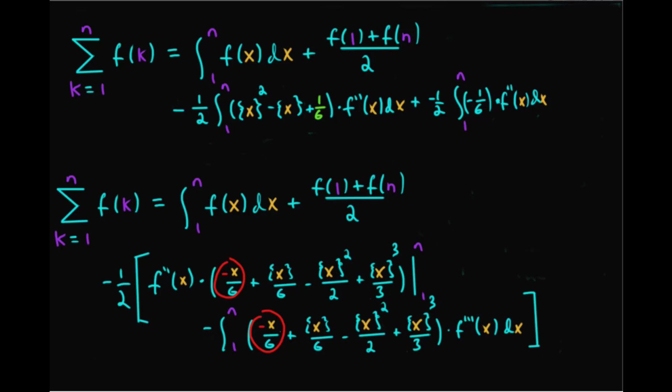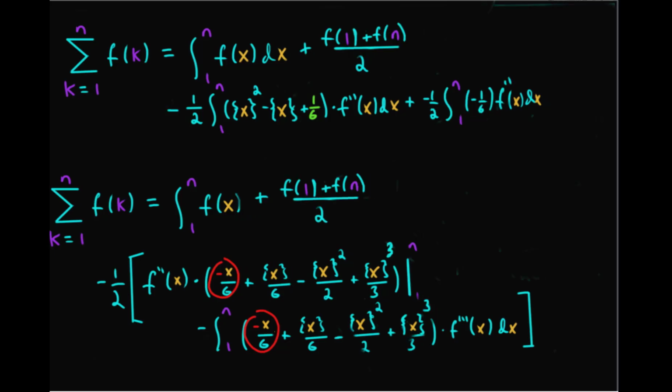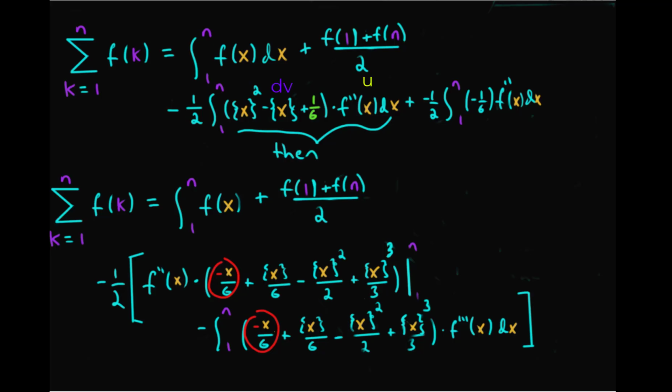And now, because I've rewritten the integral this way, something really nice happens. When I do integration by parts, not much changes. I'm still going to call u f double prime of x, and I'm still going to make dv the fractional part of x squared minus the fractional part of x, but now I'm also going to include in dv that plus 1/6, that's a constant term. So when I do the integration by parts and I integrate dv, the computation is identical, so I'm not going to take you through it again.